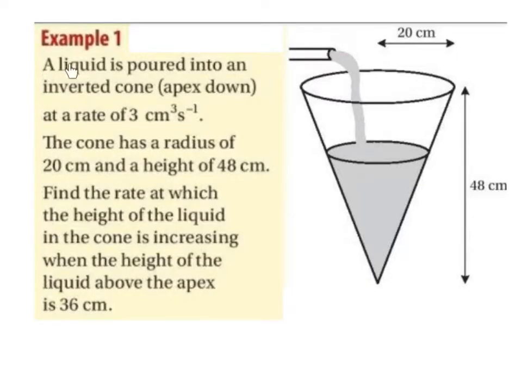Example. A liquid is poured into an inverted cone, apex down, at a rate of 3 centimeters cubed per second. So here we have a cone, and the apex is facing down, and the liquid is being poured into it. The rate at which it's being poured in is 3 centimeters cubed per second. The cone has a radius of 20 centimeters and a height of 48 centimeters.